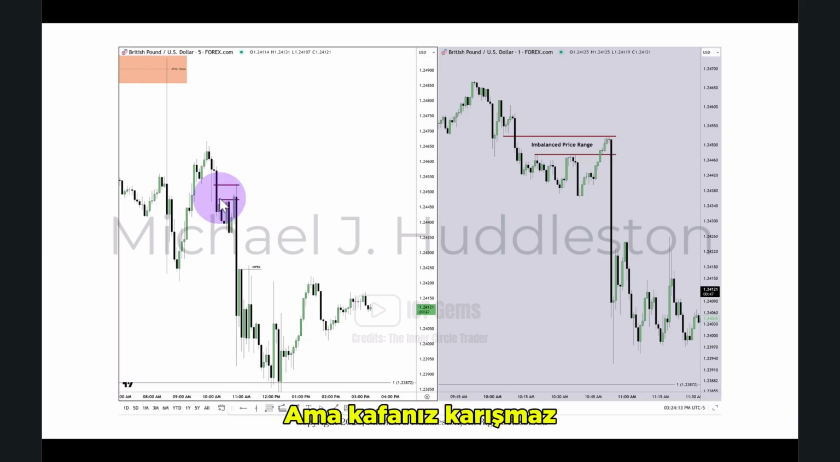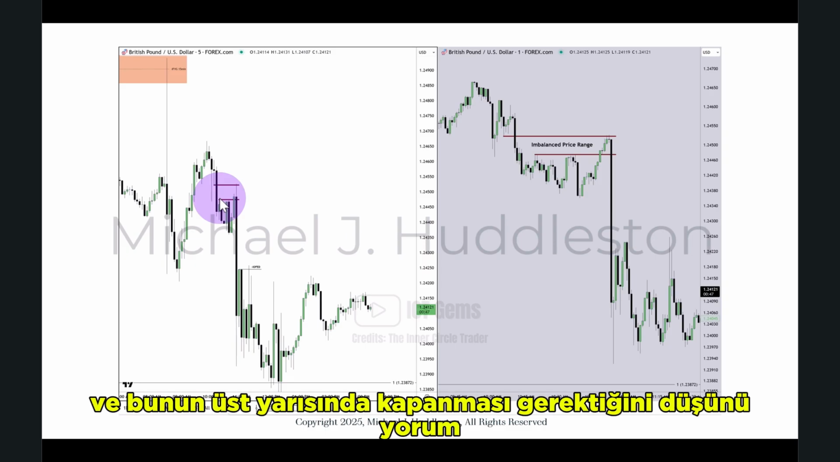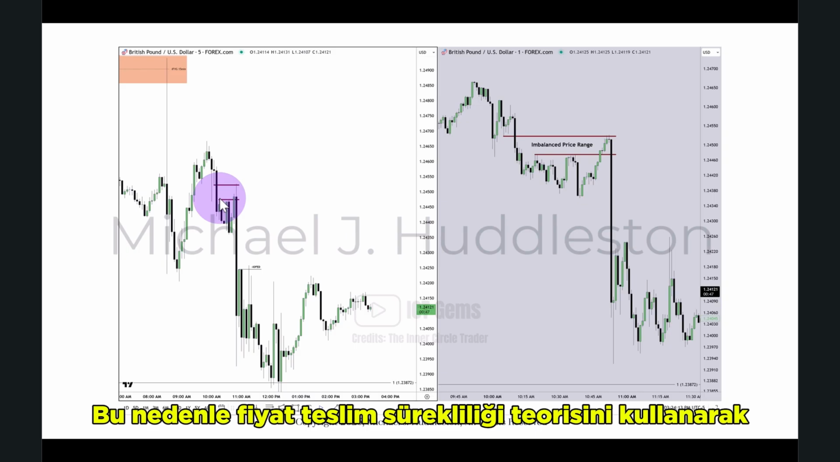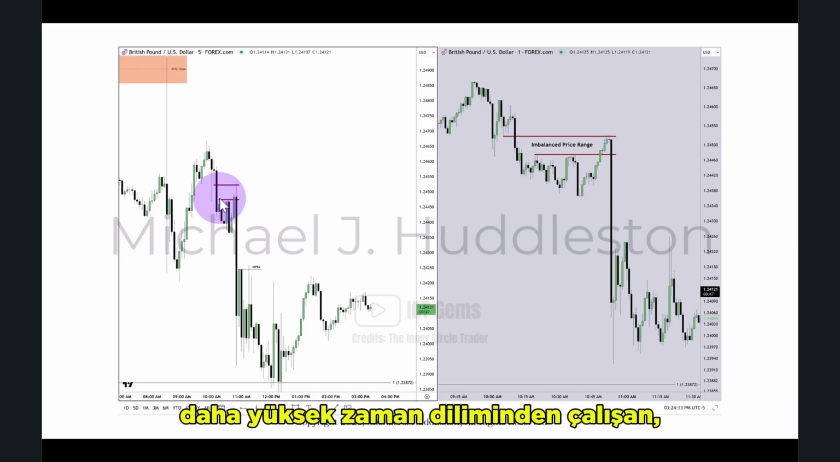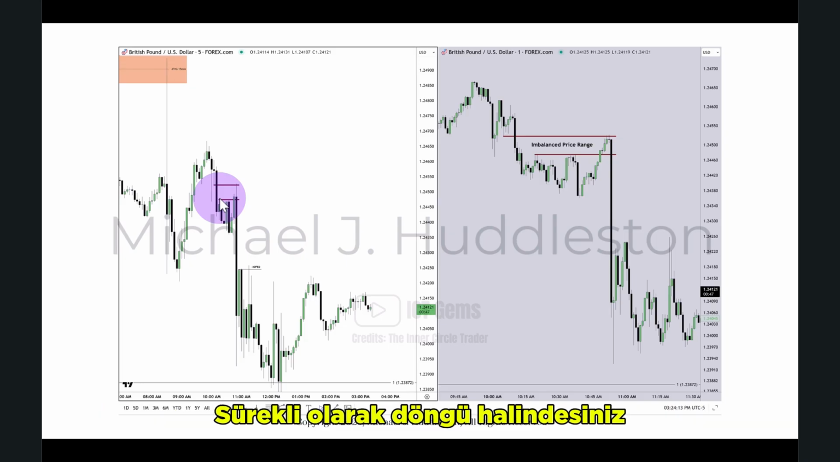But you won't be confused by looking at the 15-minute time frame fair value gap and think it has to close in the upper half of it, because it doesn't. That becomes a balanced price range. So using the price delivery continuum theory, which is working from higher time frame, lower, lower, higher time frame, lower, lower, you're constantly cycling through.